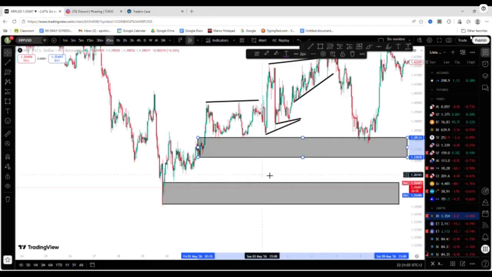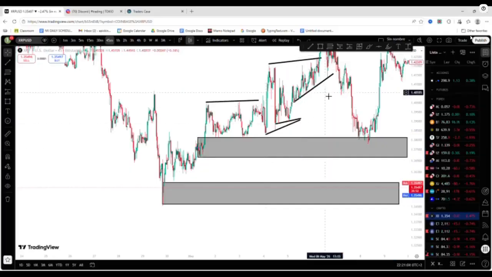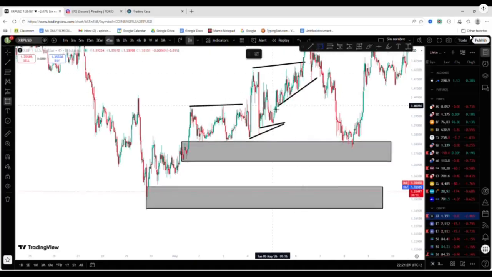I don't count it as a decisional zone, because the decisional zone is usually a low quality zone, where this zone is a high quality zone. A decisional zone would be like, for instance, right here.